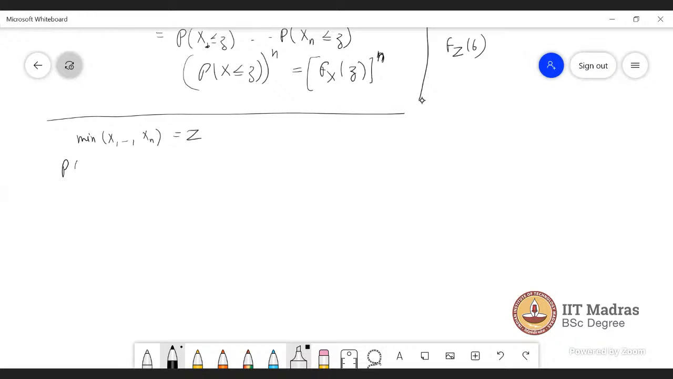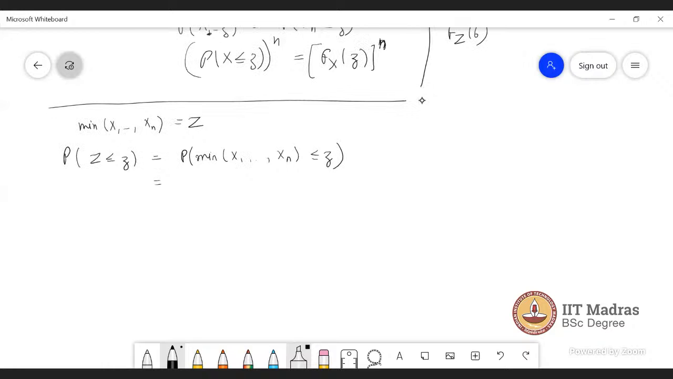The probability that Z is less than or equal to z is the same as the probability that the minimum of x1 up to xn is less than or equal to z. Now, if the minimum value is less than or equal to z, can we say that each of the random variables will take a value less than or equal to z? Is it possible? No, it is not possible.